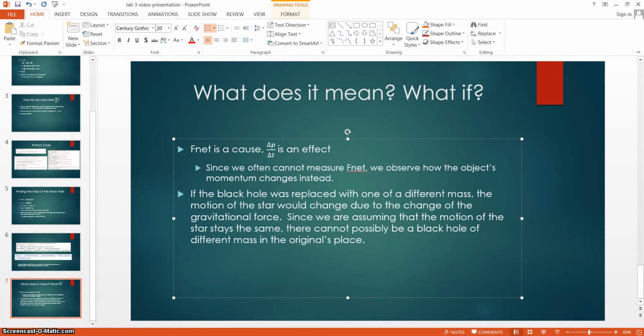If the original black hole was replaced with one of a different mass, the motion of the star would change due to the change of the gravitational force. Since we are assuming that the motion of the star stays the same, there cannot possibly be a black hole of different mass in the original's place.